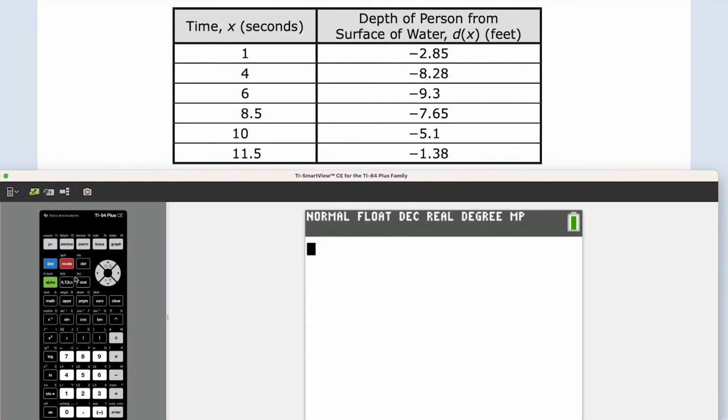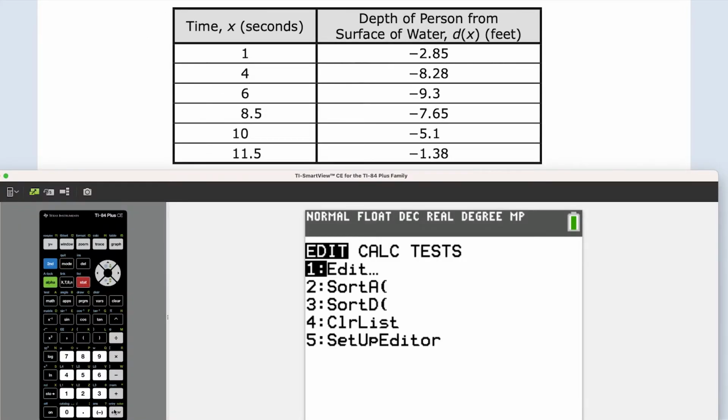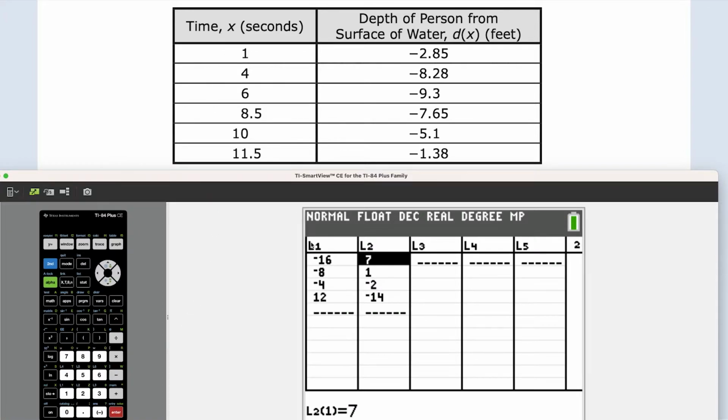So we could do this question in the calculator. We're going to press stat and then go to edit here. And then we're going to type the x in the L1 column, and we're going to type the y column, or the d of x, in the L2 spot.